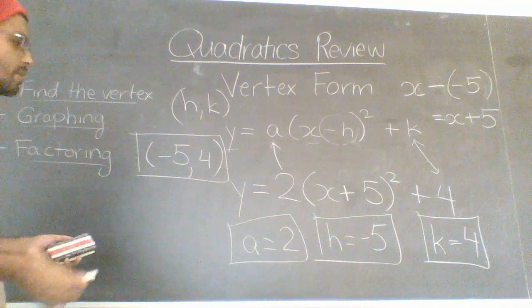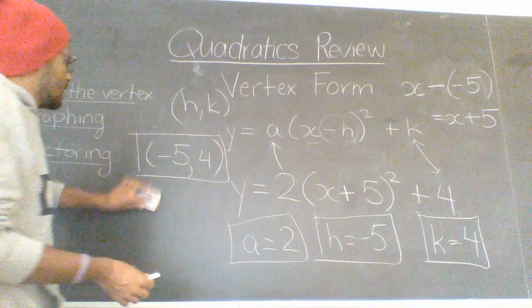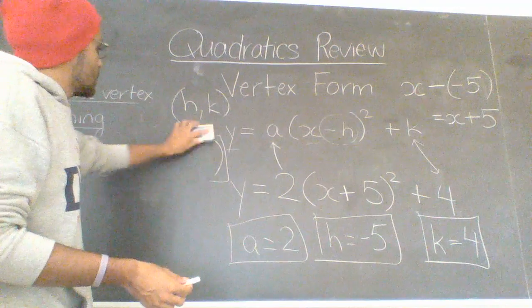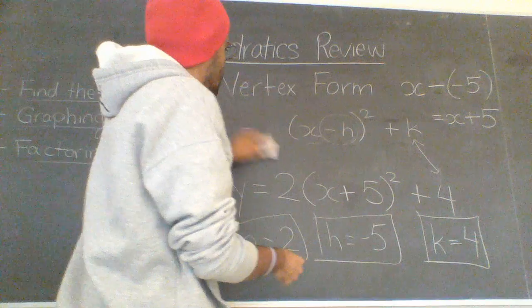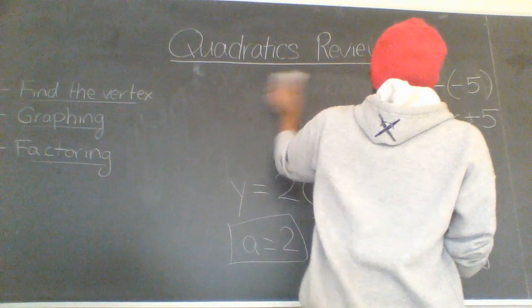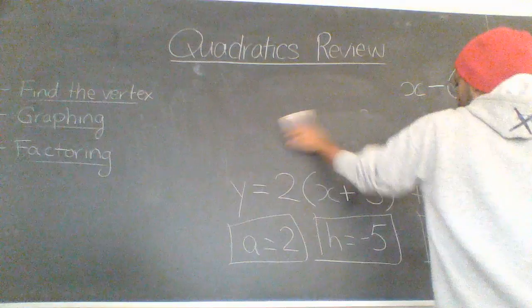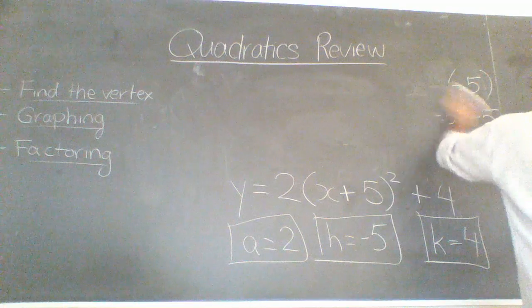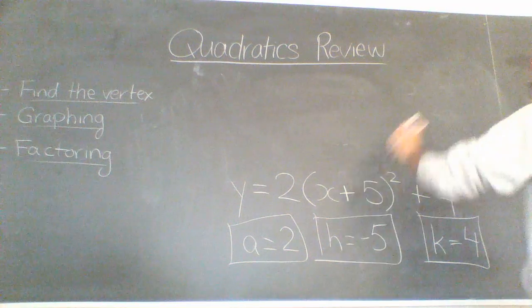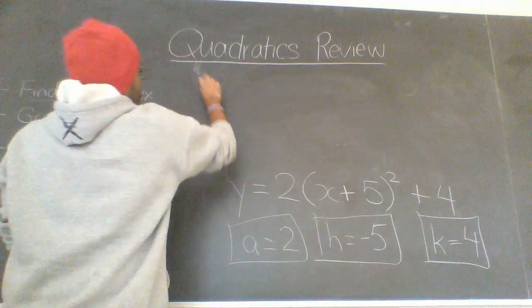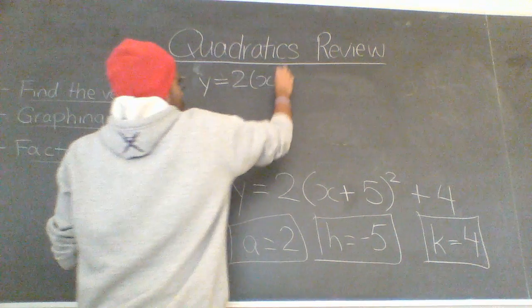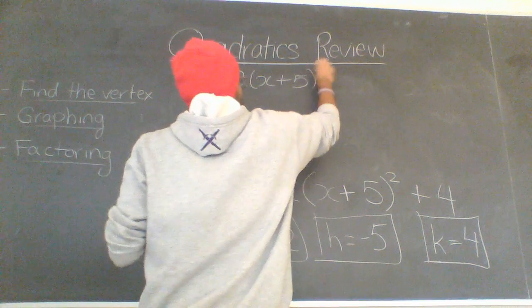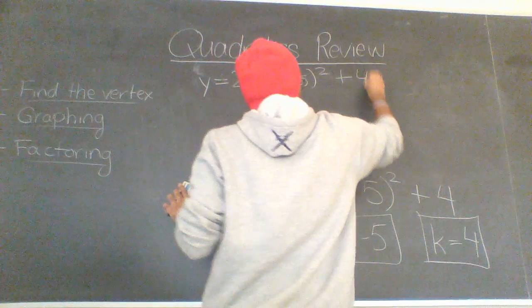But actually, no, we'll talk about it very briefly here, and then we'll pick up in the next video with standard form. All right, so let's say we keep this equation, y equals 2 times x plus 5 all squared plus 4. I'll just rewrite it up here a little bit smaller: y equals 2(x plus 5) all squared plus 4.